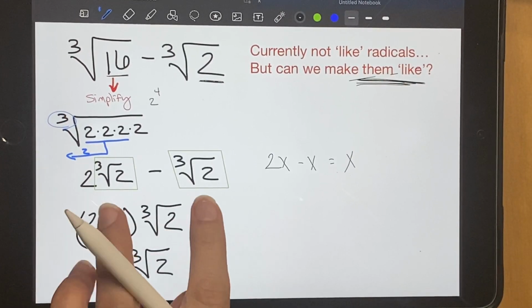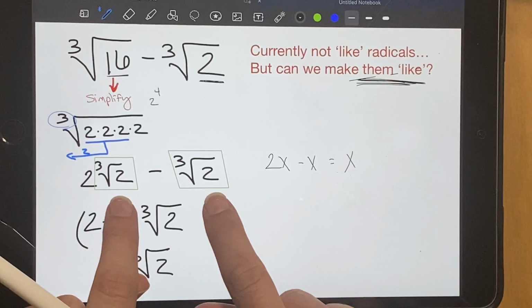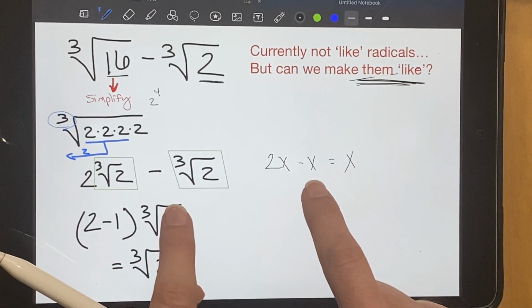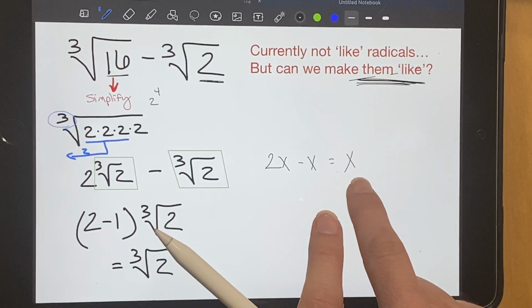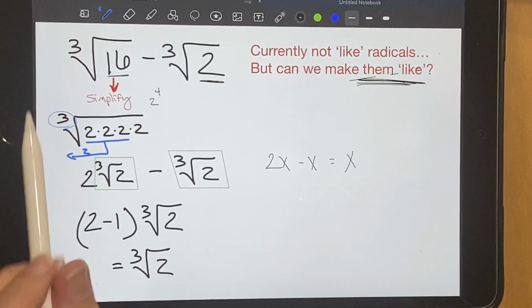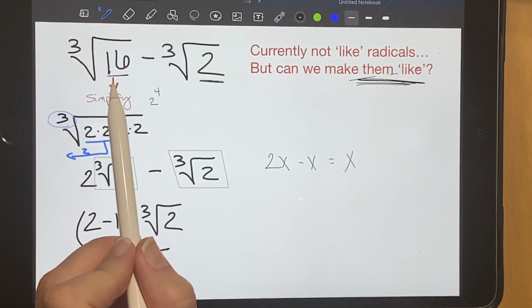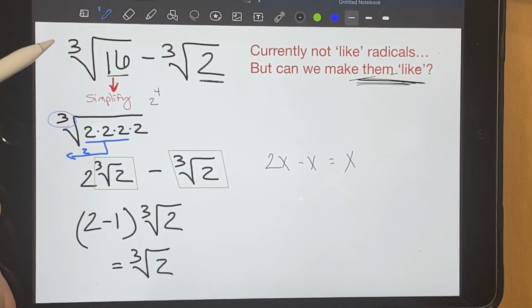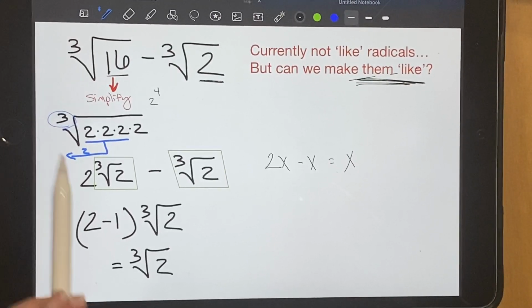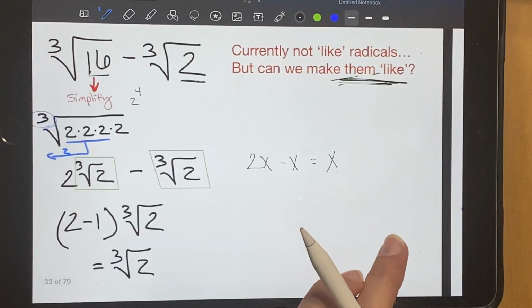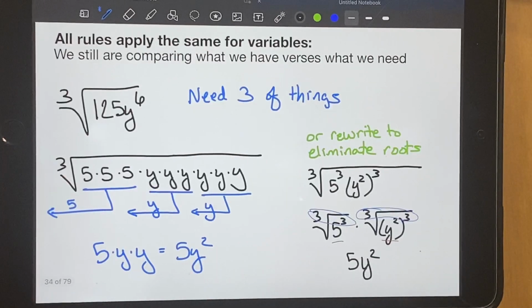Now, as we look at it, I have like indexes and like bases. I have like families. So basically, I've got 2x minus x, which would give me just 1x. So my x is this. So I've got 2 minus 1. That's going to give me a 1, and I'm just going to have my cube root of 2. So in this one, when we first looked at it, we thought, nope, can't do anything with it. However, we were able to apply our simplifying rules and make them like, and then be able to work towards that. So again, we're just using more of the tools that we have from our toolbox.